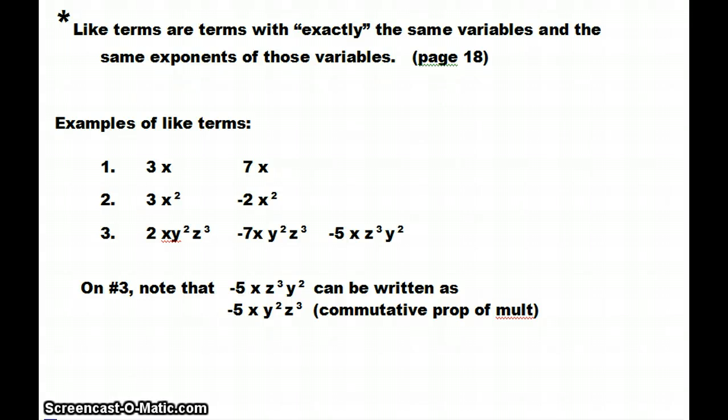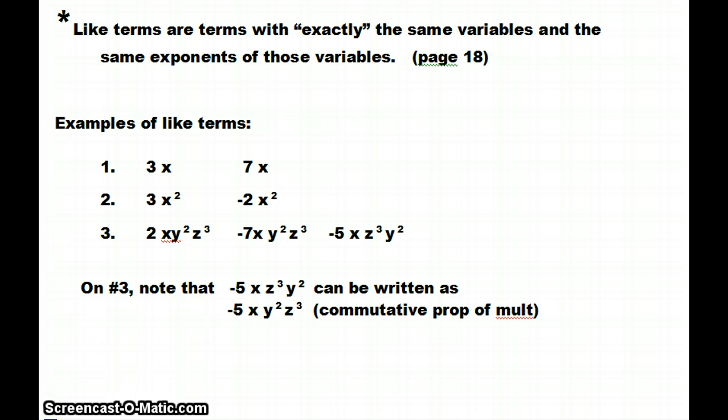This continues section R3 on page 5. We ended the last video talking about things that were like terms, and I just like to review it because it's very important. Remember, the definition of like terms is they are exactly the same, they have exactly the same variables, and those variables have the same exponents.